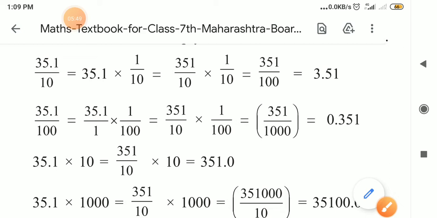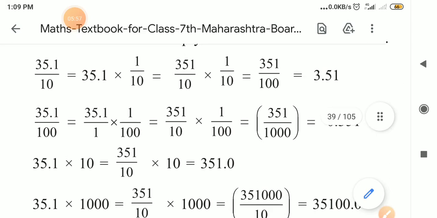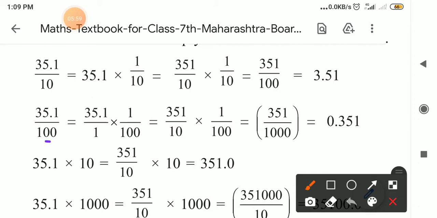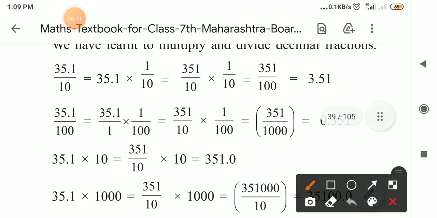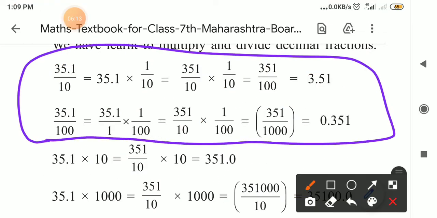Just understand that whenever we are solving examples in practice, how many zeros are here? 2 zeros are there. On 100, how many zeros are there? 2 zeros are there. So this point will move 2 digits forward, so it will come here. So 0.351 is its answer. Okay. In this way, we do the division of decimal fractions and numbers.